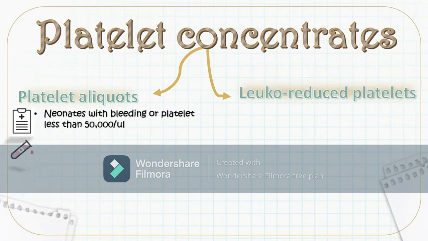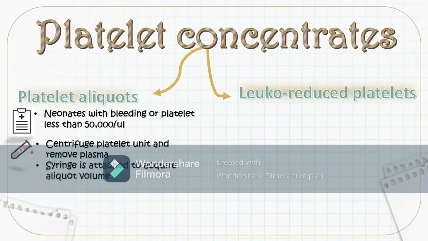For platelet aliquots, these are also indicated for neonates with bleeding or platelet counts which are less than 50,000 per UL. For its preparation, we simply centrifuge our platelet unit and remove the plasma. We could also achieve the preparation of platelet aliquots by the use of a syringe which is attached to the primary bag in order to acquire the aliquot volume. Dosage of our platelet aliquots given to neonates is at the rate of 5 to 10 ml per kilogram weight of our newborn.